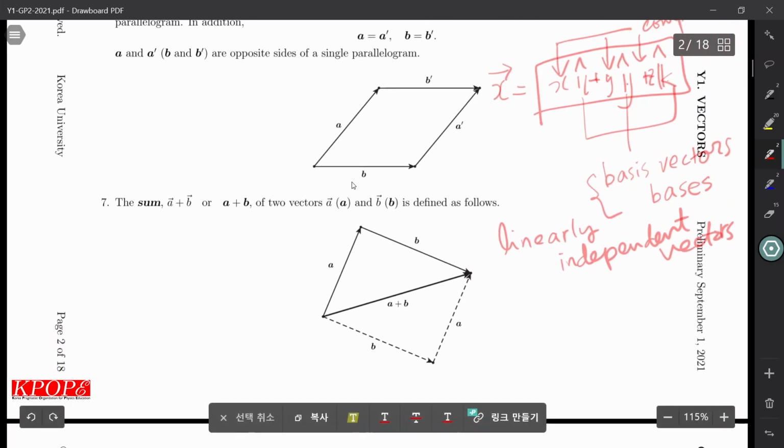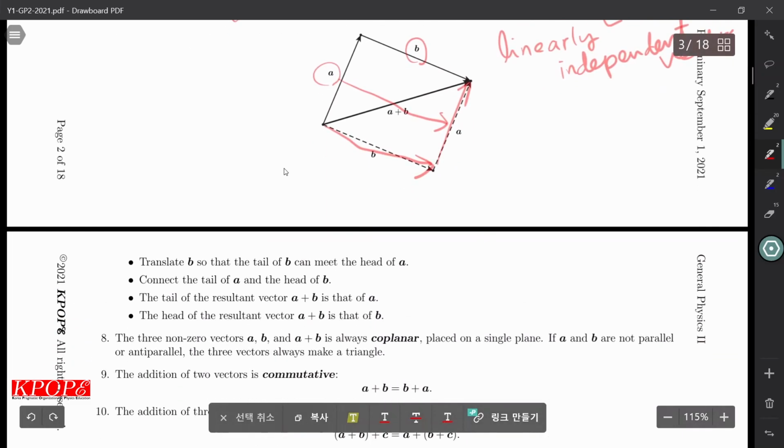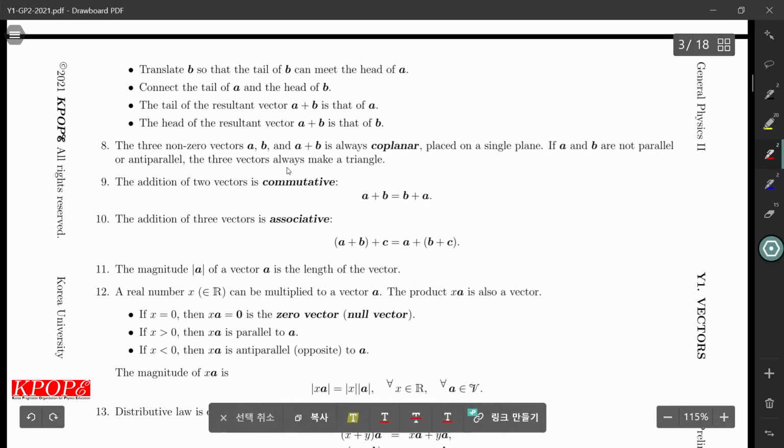If we add two vectors, this is how to organize the summation of two vectors. Translate a vector in this way, then you can add A to B. In this form, you have added B to A. So in either way, A plus B equals B plus A. Therefore, this summation of two vectors is commutative. You can change the order. These are the explanations of how to add two vectors.